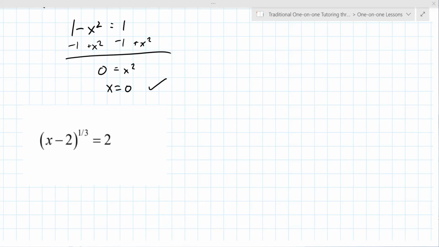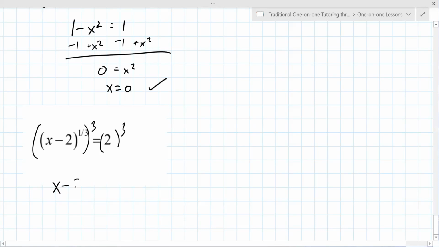For this one, you want to undo the cube, the 1/3 power. You do that by cubing both sides, and that undoes it. And then you add 2 to get 10.